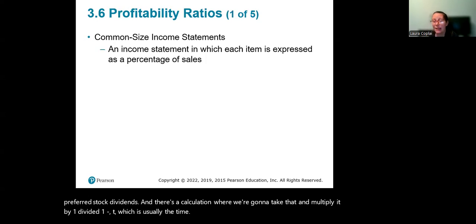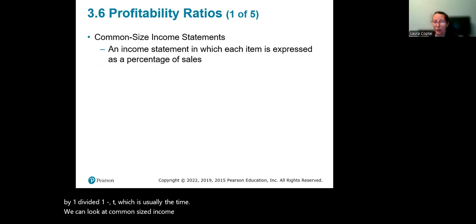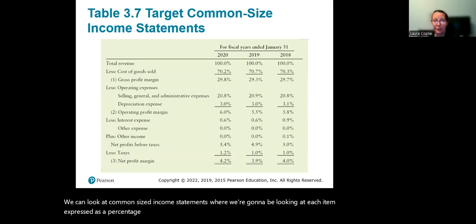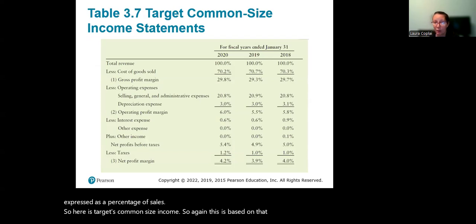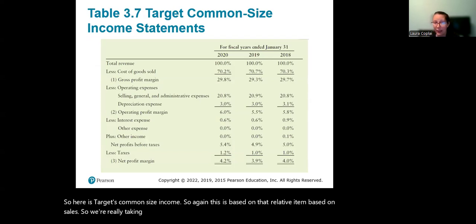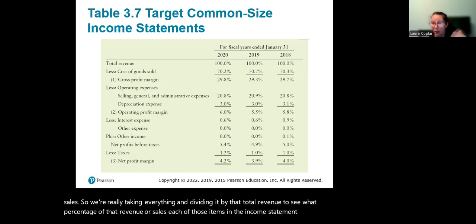We can look at common size income statements, where each item is expressed as a percentage of sales. So here is Target's common size income statement. Again, this is based on each item relative to sales. We're really taking everything and dividing it by total revenue to see what percentage of that revenue or sales each of those items in the income statement is costing the company.